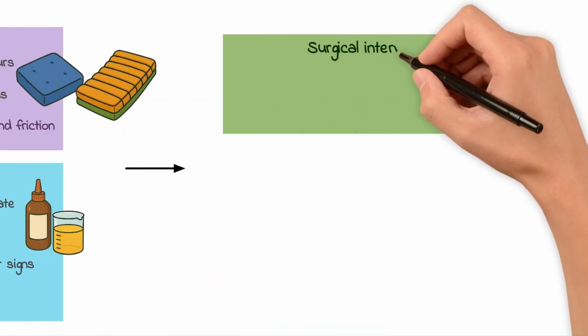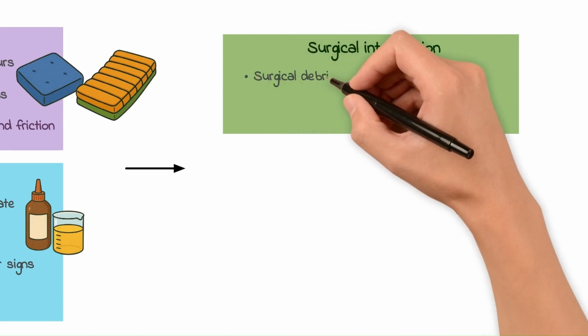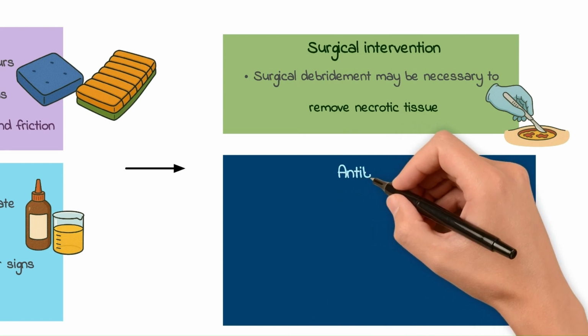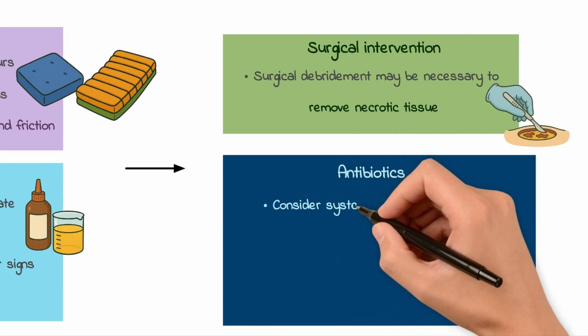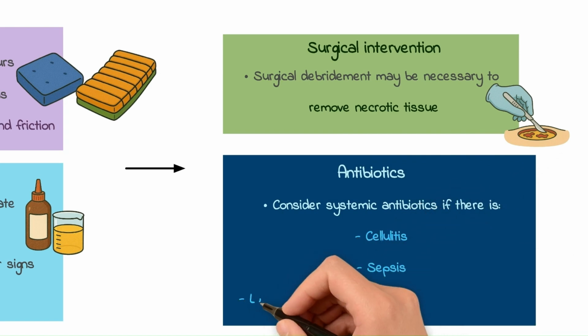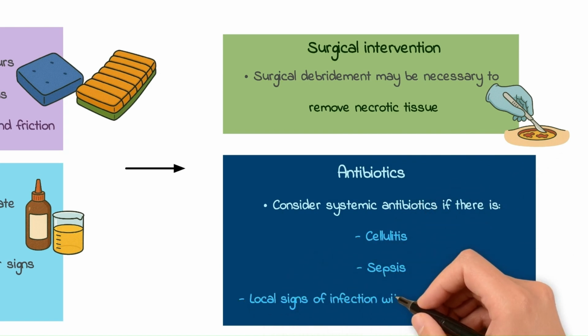Surgical intervention. Surgical debridement may be necessary to remove necrotic tissue. Antibiotics. Consider systemic antibiotics if there is cellulitis, sepsis, or local signs of infection with systemic symptoms.